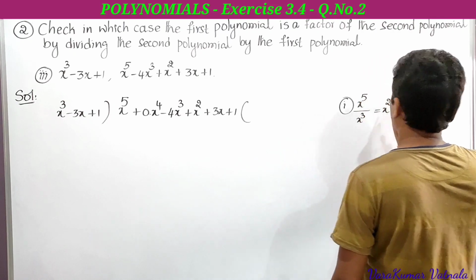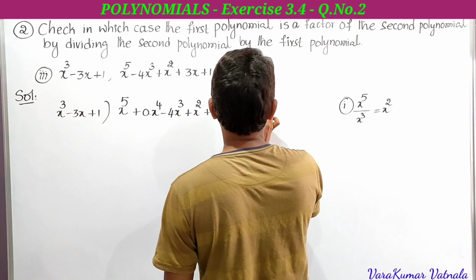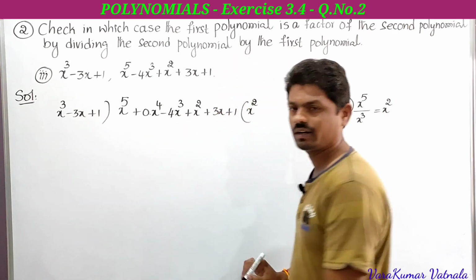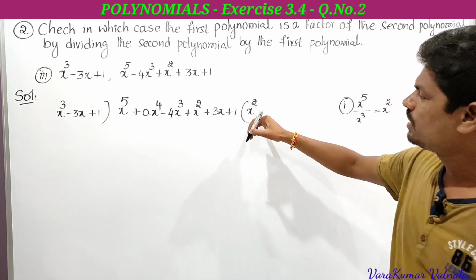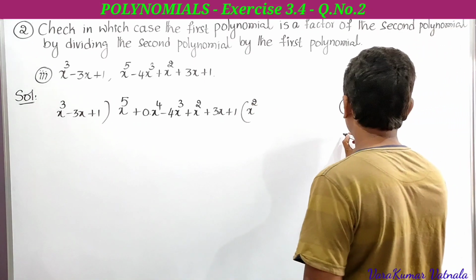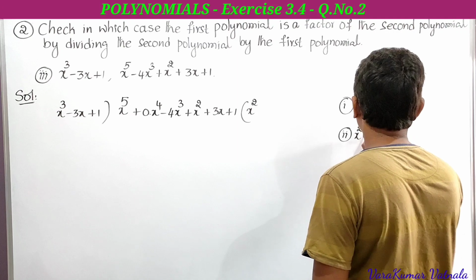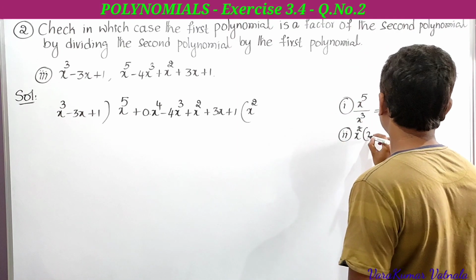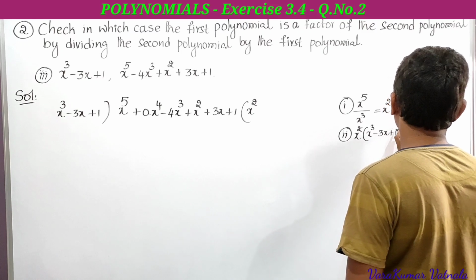X to the power 5 divided by x cube is x square. Write x square in the quotient area. So next, in the second step, multiply the divisor with x square, that is x square into divisor x cube minus 3x plus 1.